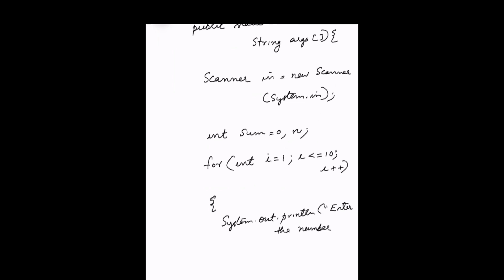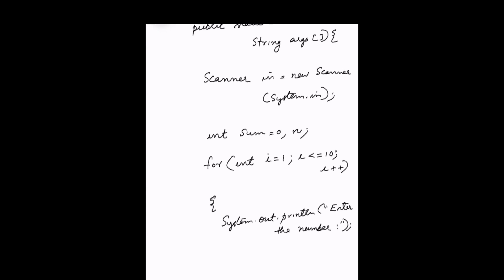int sum = 0, I'm just initializing a variable because you are asked to find the sum of negative numbers. Whichever negative numbers you input, the sum of all the negative numbers you need to store somewhere. I am keeping sum as a variable that keeps the sum of all the negative numbers. The initial value of that has to be 0, right? If there is some random value, I will not get the correct answer. That is the reason why I'm initializing it with 0.